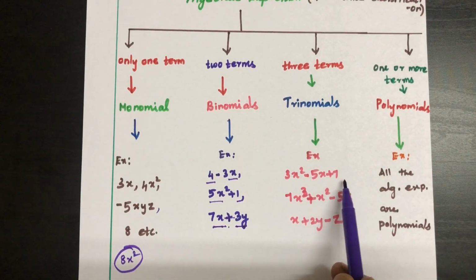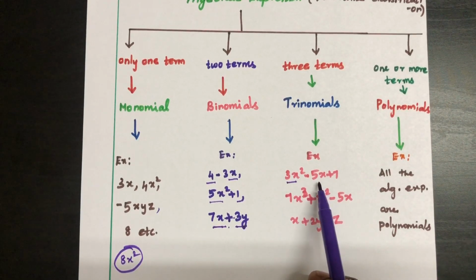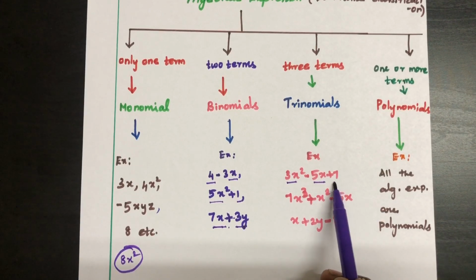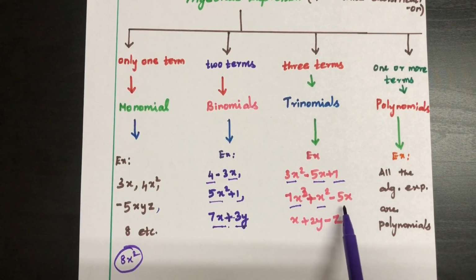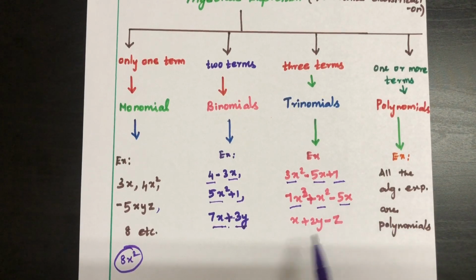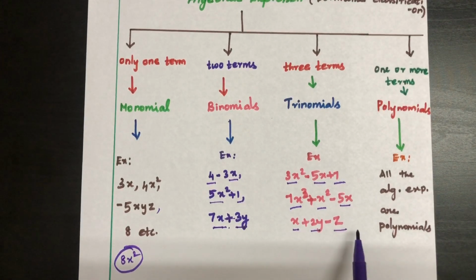Next, three terms. If an expression has three terms, it is called a trinomial. See here. The first term is 3x square. The second term is minus 5x. The third term is 7. Here 7x cube is the first term, x square is the second term, minus 5x is the third term. Here also x is the first term, 2y is the second term, minus z is the third term. If a term comes with a negative, you always tell it with the negative symbol. There is no need to tell a positive term as positive, like plus 2y or plus x. If it has a negative symbol, you just say the third term is minus z.